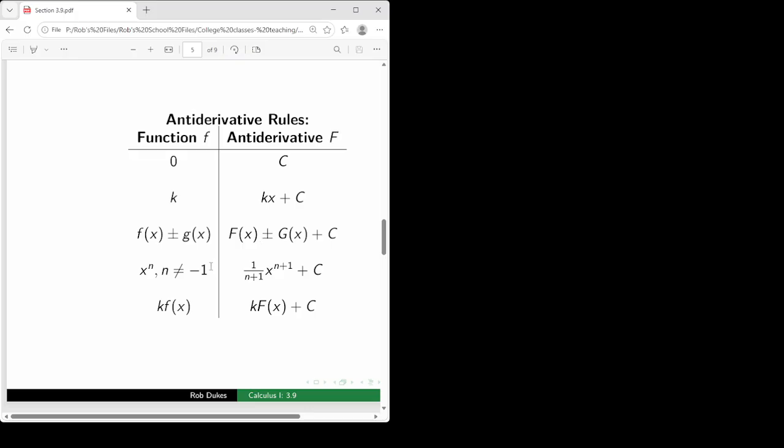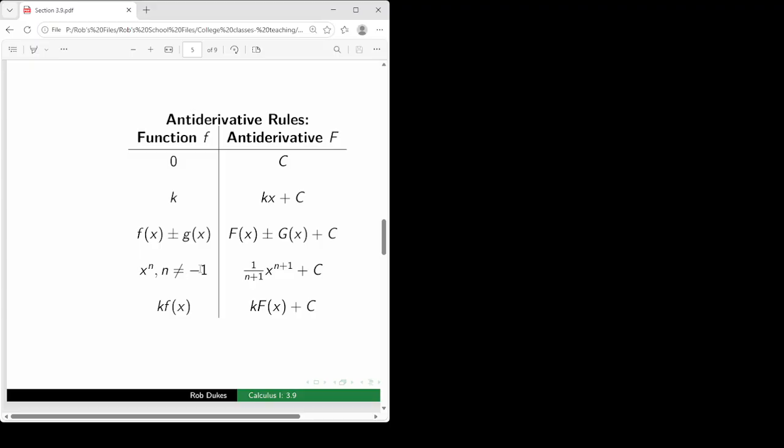Some of the basic rules from derivatives work the same way. These are the linearity rules. If we have two functions added or subtracted, we can just do their antiderivatives separately and then put a plus c. If we have a constant and we need to take an antiderivative, we just say it's the constant times the antiderivative of f plus c. So constants can be pulled out of derivatives.